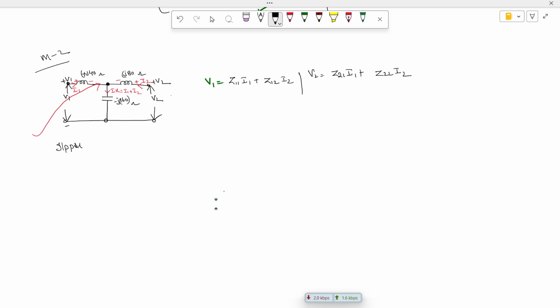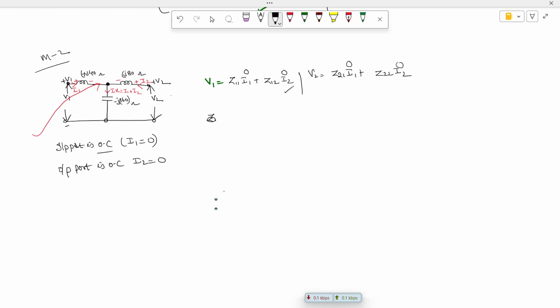Here I'm making the input port open circuited. If the input port is open circuited, automatically I1 becomes 0. So I1 is 0 here and I1 is 0 here. Then we will find out with respect to the output port, which is a general and standard procedure. If the output port is open circuited, automatically I2 becomes 0. Now I2 is 0, I2 is 0.